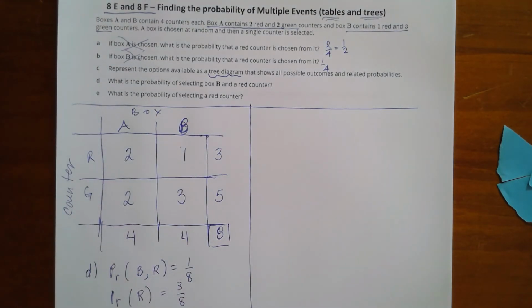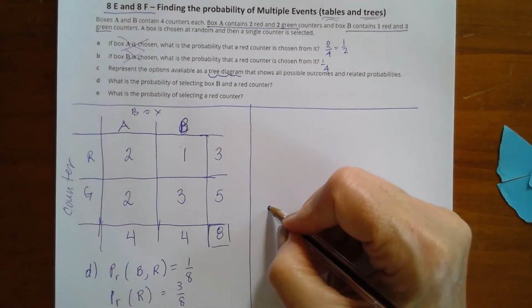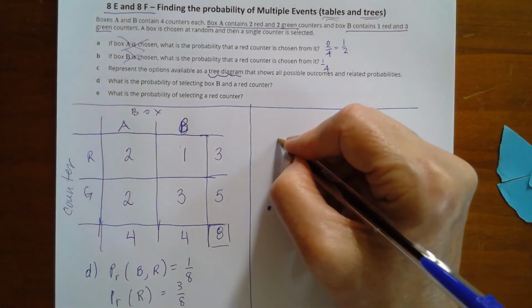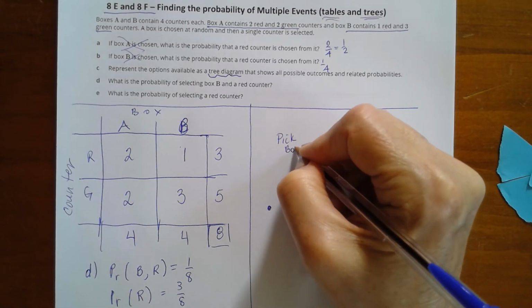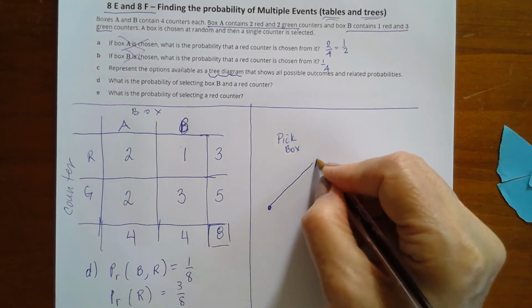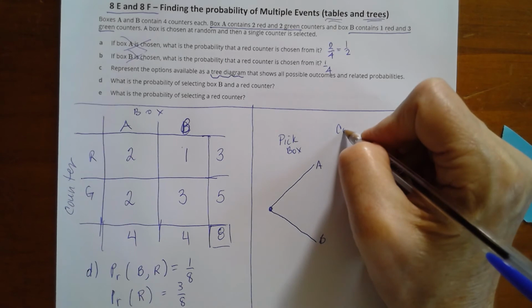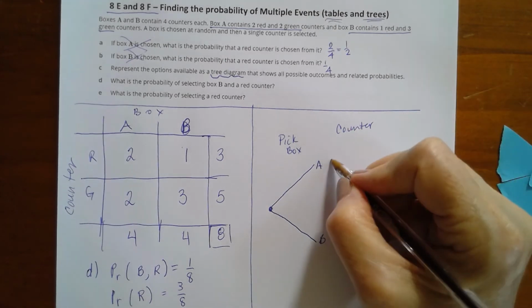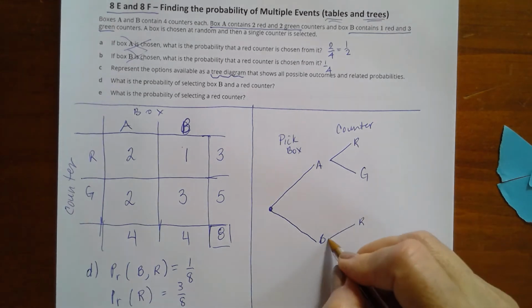Let's just look at a tree diagram quickly. The tree diagram goes like this. It's kind of like a factorizing tree, and it puts the picks that you have. So we're going to pick the box in the first tree. So I could pick A or I could pick B. And in the second pick, it picks the counter. So for A and B, I could pick red and green. Here I could pick red and green.